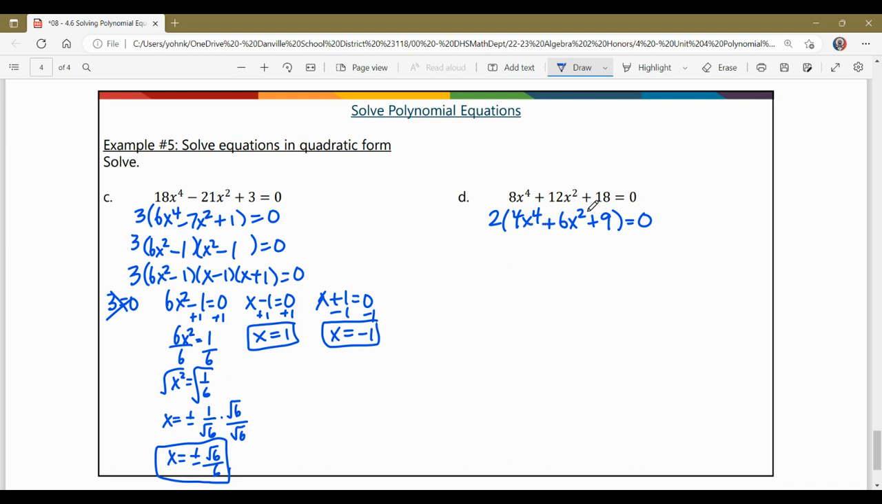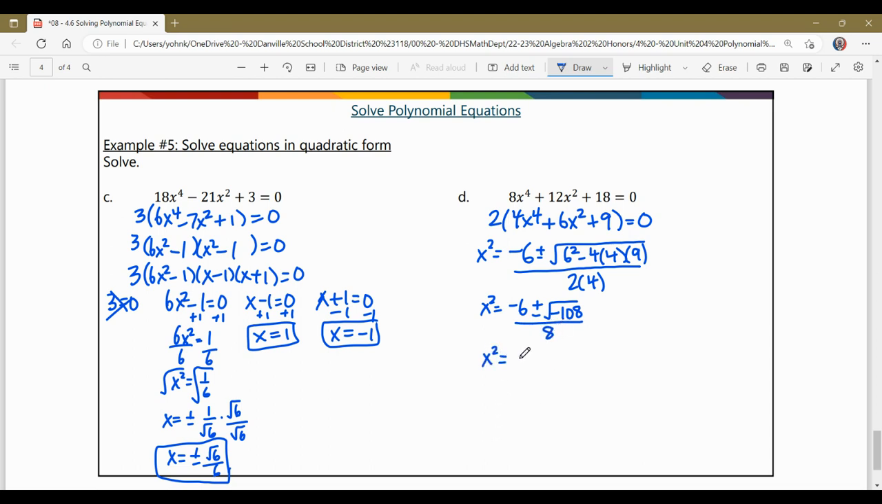Now notice that that middle term is x squared. That means I'm going to have x squared equals negative b, so -6, plus or minus the square root of 6 squared minus 4 times 9 all over 2 times 4. Quadratic formula. So this gives us -6 plus or minus the square root of -108 over 8.